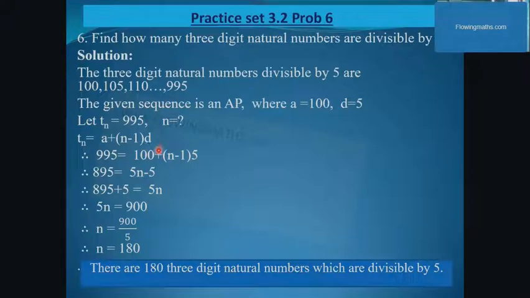Same formula, Tn is A plus (n minus 1)D. So 995 is 100 plus (n minus 1) into 5, because D is 5. So 100 plus 5n minus 5. So once you remove 100, bring it to this side, it becomes 895 is 5n minus 5. Bring 5 here, it becomes 895 plus 5 is 5n, or 5n is 900. So n is 900 by 5, or n is 180. So that means there are 180 three-digit natural numbers which are divisible by 5.